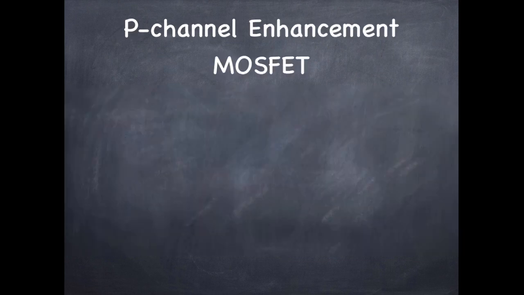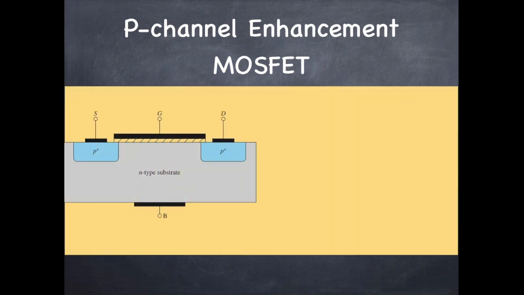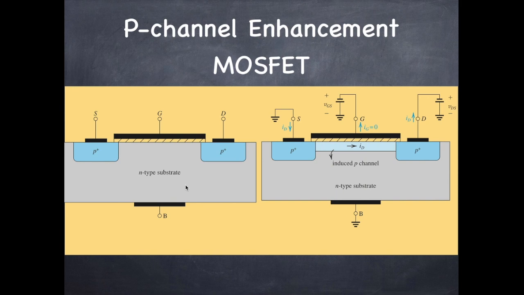Coming to P channel MOSFET, the structure will be exactly the same as N channel MOSFET, except here we have the substrate which is of N type, and source and drain are the heavily doped P regions. So all the polarities will be reversed as it is the counterpart of the NMOS. They are called complementary devices, NMOS and PMOS. The second figure here shows the creation of channel as we apply positive gate voltage. We'll discuss it in the coming slides.